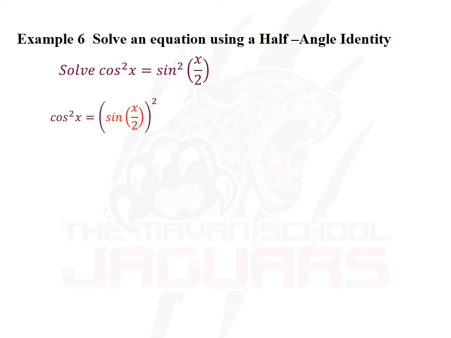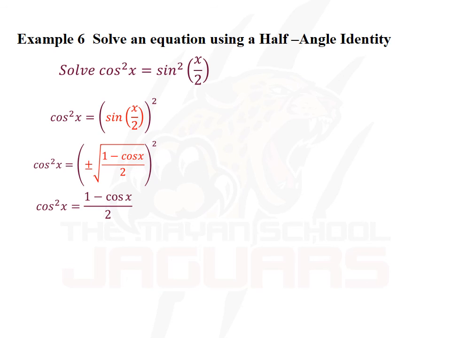Now, this expression can be replaced by the half angle identity for the sine. Replacing sine of half of an angle by the right side of the identity, the equation becomes cosine square of x equals plus minus the square root of 1 minus cosine of x divided by 2, and the whole expression raised to a second power. This expression contains a radical, and when we raise it to a second power the plus minus disappears, the plus minus becomes positive and the radical symbol disappears. So the cosine square of x equals 1 minus cos of x divided by 2.